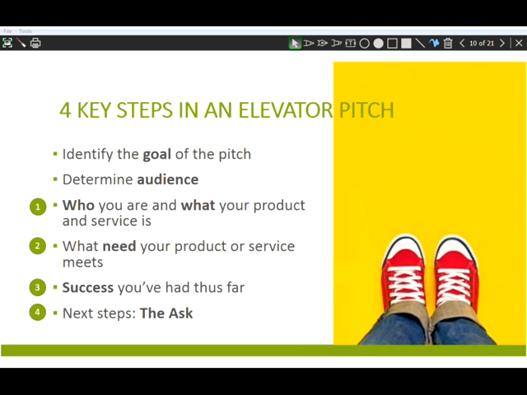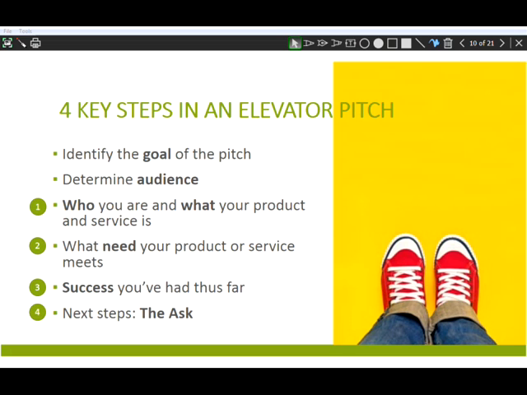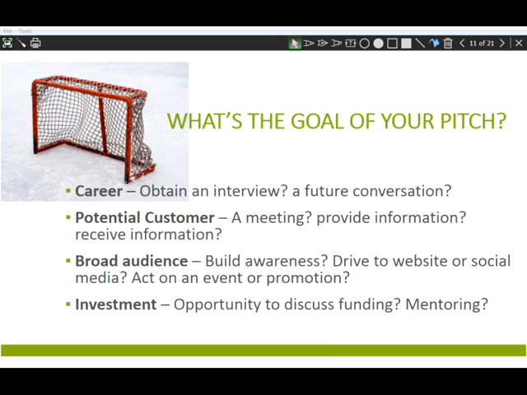So let's talk about the first one. The first foundational thing before you get into your pitch. What's the goal of your pitch? So if you're thinking about career, your goal, if you're talking to someone, oops, it slid back. Sorry about that. Okay. So if you're talking about the goal of your pitch, say if it's career, you may be wanting to obtain an interview, or you want to have a future conversation with them to explore career opportunities.